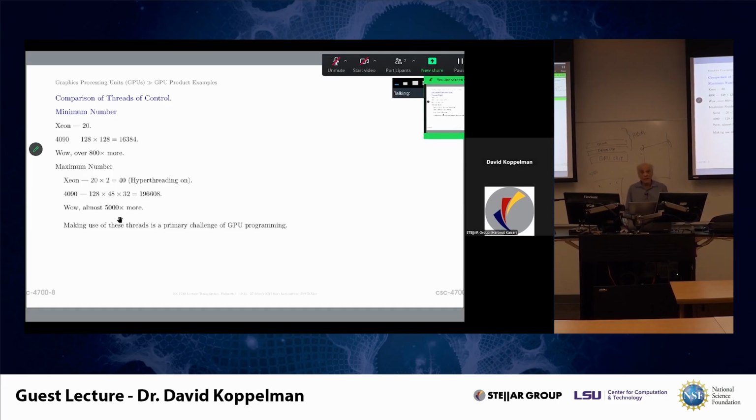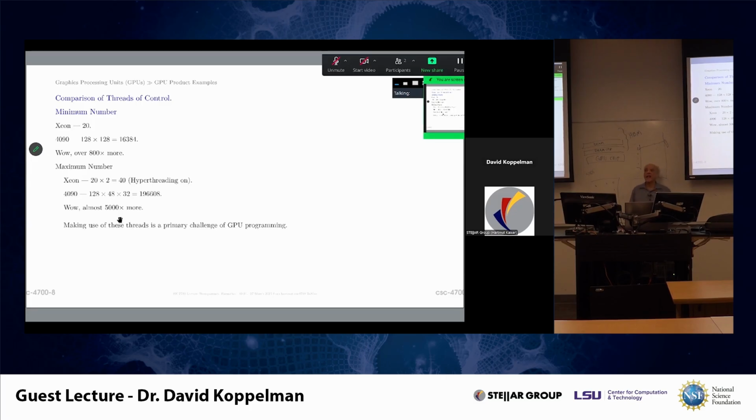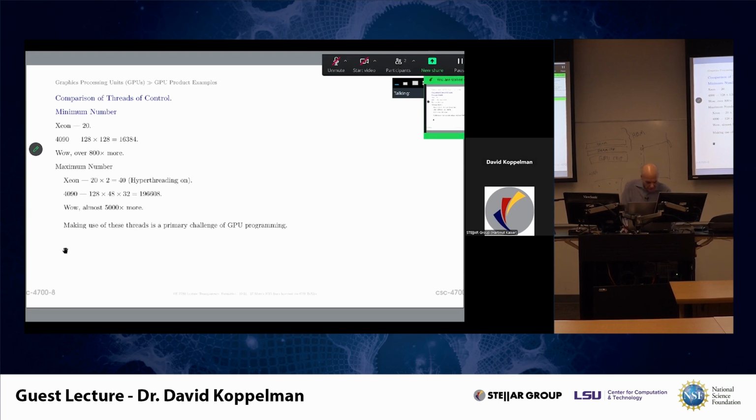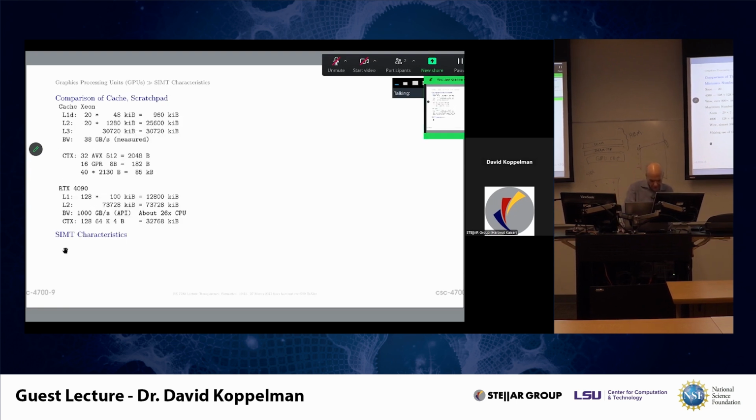Okay, now NVIDIA did not put all of those contexts in just to have a big number on their marketing materials. It's there because sometimes you do need to use it. So the burden in parallel programming is immensely higher on GPUs. Okay, let's see what I have here next.